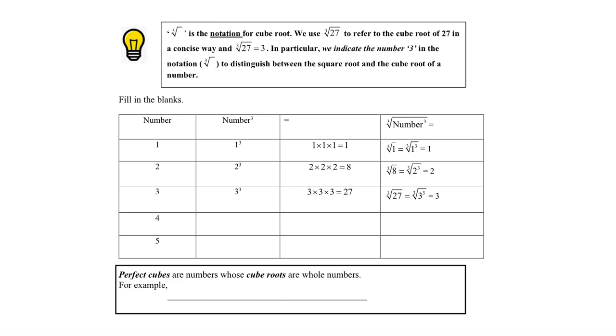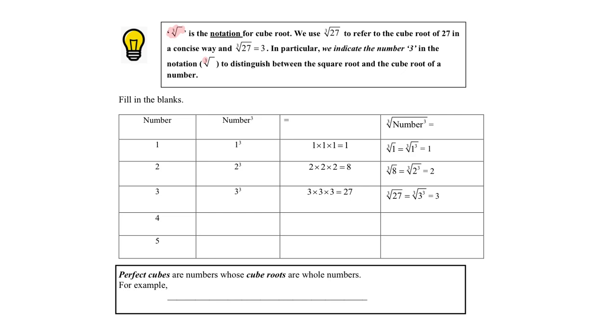Hello everyone, welcome to this video where we will explore cube root, which is denoted by this symbol here. It is a concise way for us to indicate cube root, and the number 3 here is to help us to distinguish between the square root and the cube root. Okay, so cube root simply means we multiply the same number 3 times.